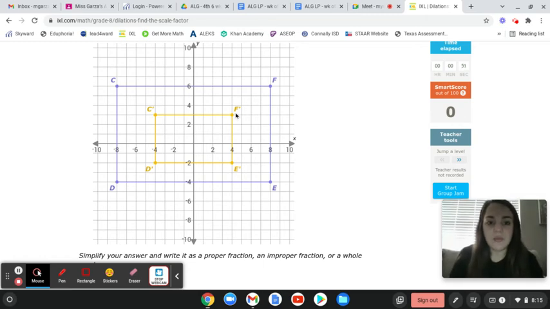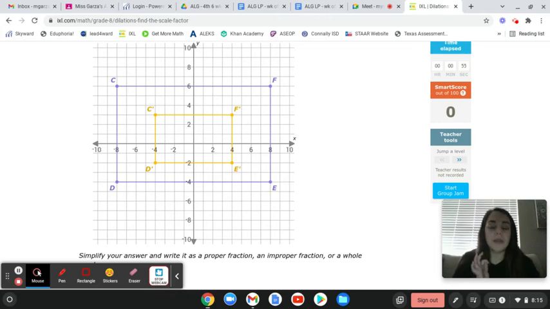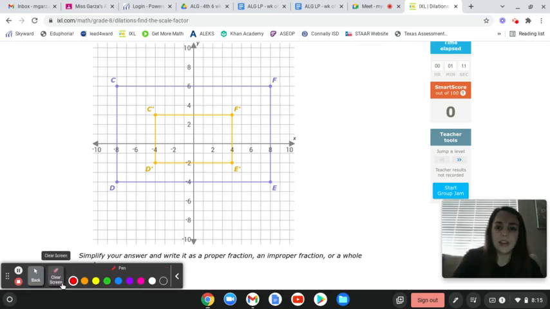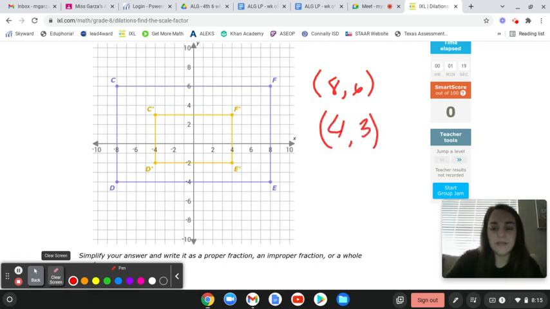F, and then we have F prime. Remember, F prime is the new picture, as in this rectangle got smaller. It did not get larger. It started here and it went here, okay? So if it started at 8, 6, and it went to 4, 3, I'm going to write on my thing real quick. It started at 8, 6, and it went to 4, 3.